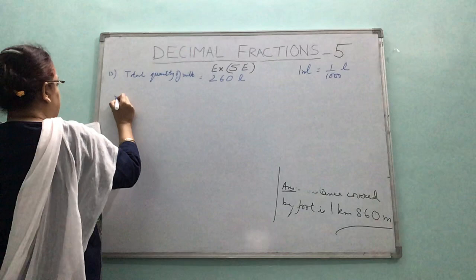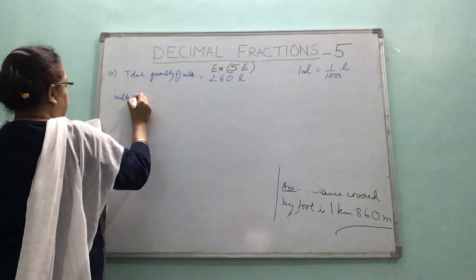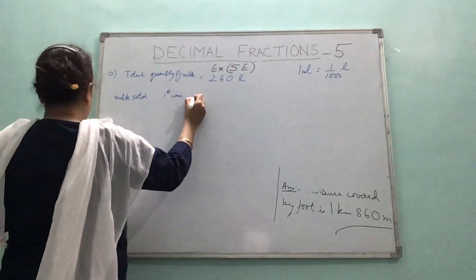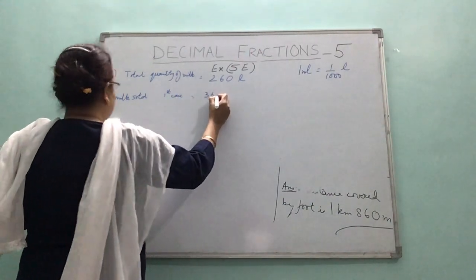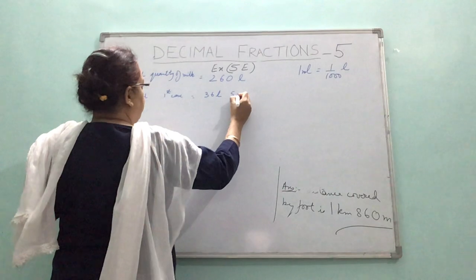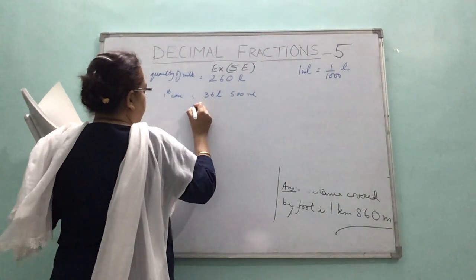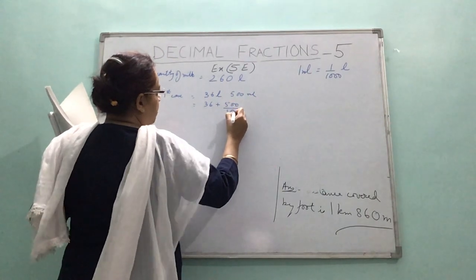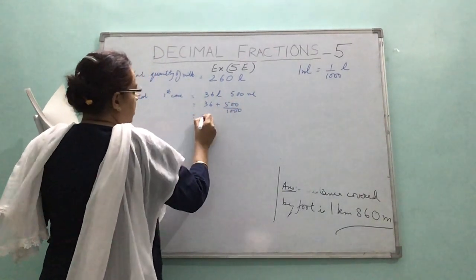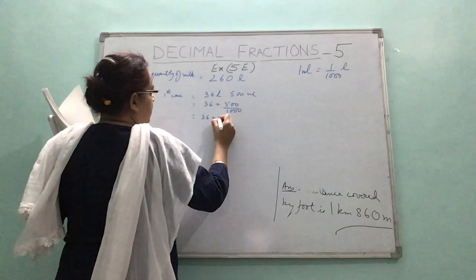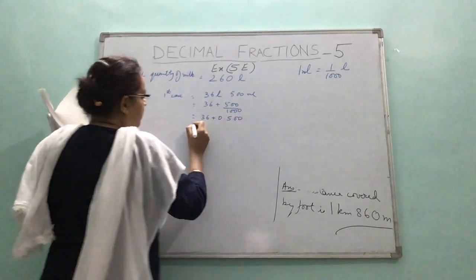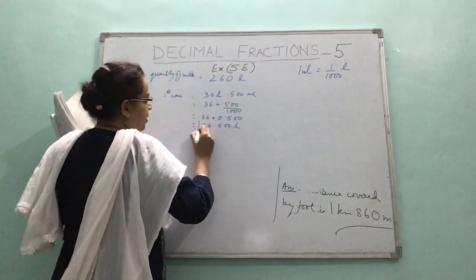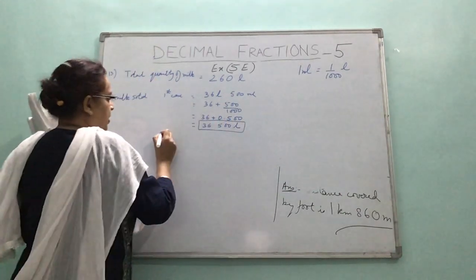So milk sold. First case. Okay, I'll make it first case like that. 36 liters, 500 milliliters. Well, let's do it. 36 plus 500 upon 1000. So 36 plus 0.500 or 36.500 liters. First one.